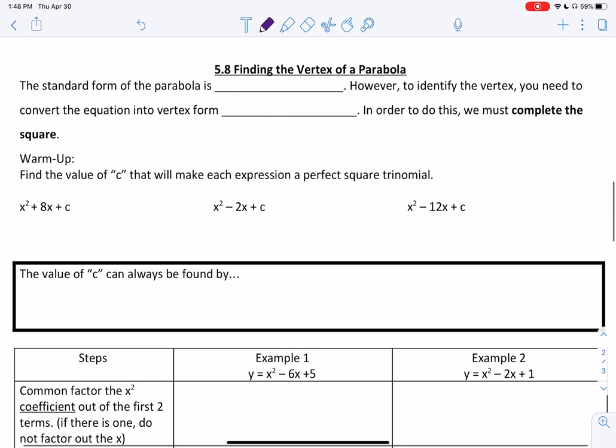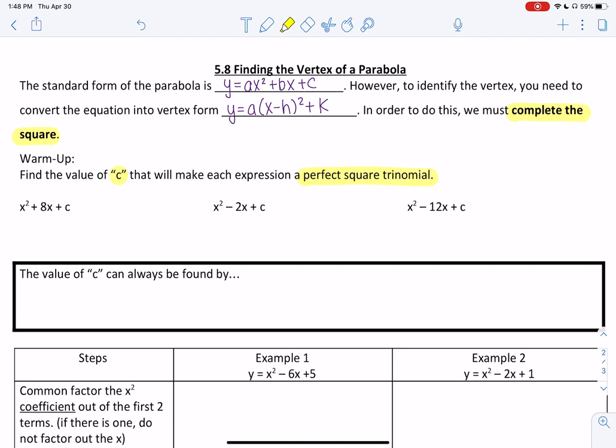So again, the standard form, like we said before, is y equals ax squared plus bx plus c. And we often want to find our vertex, so very frequently we will want our equation in vertex form. And like I said before, we do this by completing the square. So let's quickly start by doing a little bit of an investigation. This part can be a little tricky, but what we want to do is find the value of c here that will make each of these a perfect square trinomial.